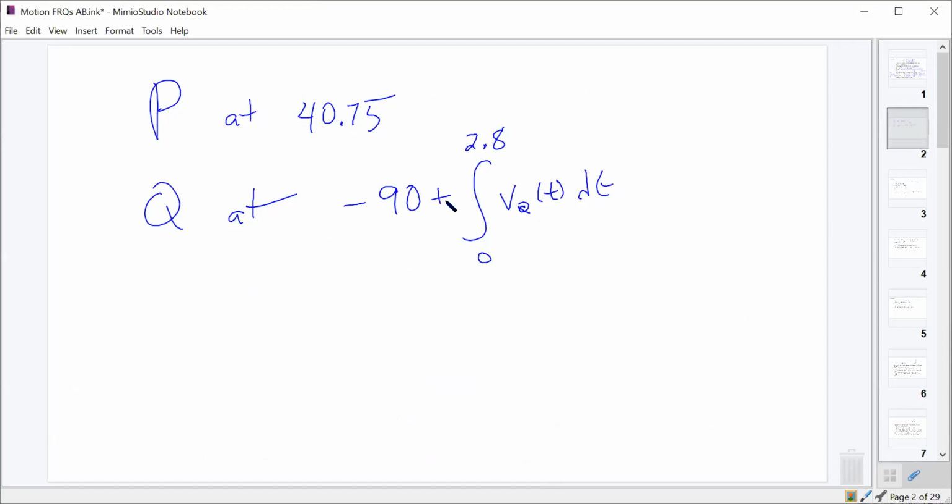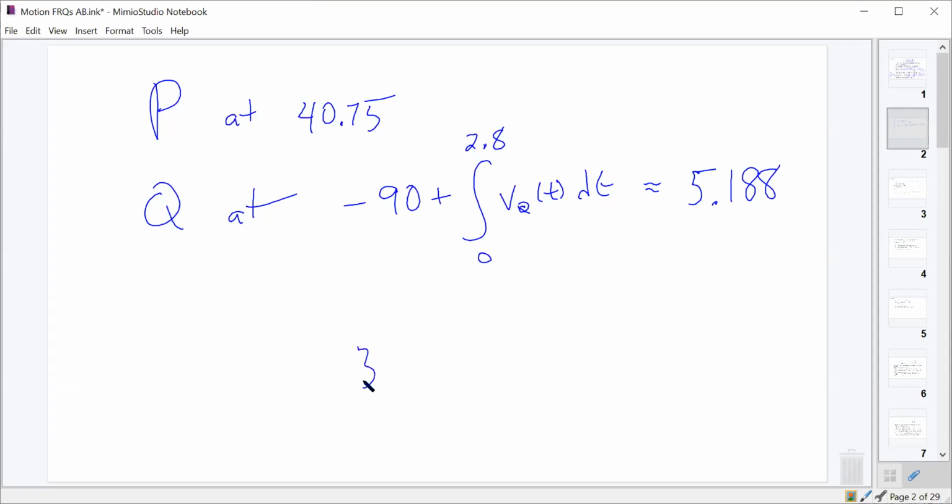And what did you guys get for negative 90 plus the integral from 0 to 2.8 of v sub q of t dt? 5.188. Other people agree with that? Great. And so then the distance between them is just 40.75 minus 5.188, which is what?